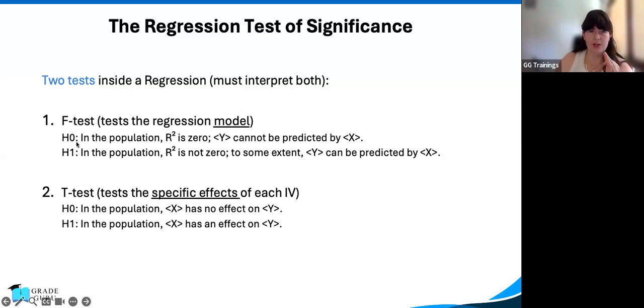So your H0 and your H1 for your F test. In the population, R square is 0. Y cannot be predicted by X. This shouldn't surprise you, that your H0 is your baseline, right? You have to say that Y cannot be predicted by X because that's the thing you have to prove, so that will be in your H1. And we keep our H1 non-directional. So in the population, R square is not 0. To some extent, Y can be predicted by X.